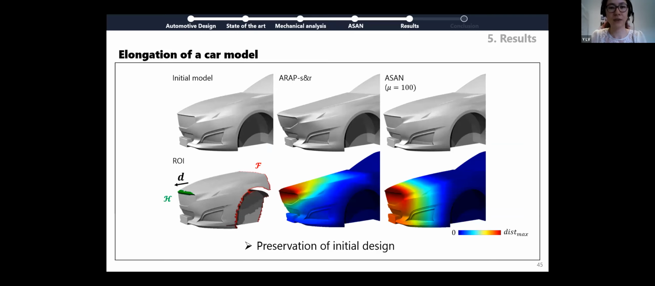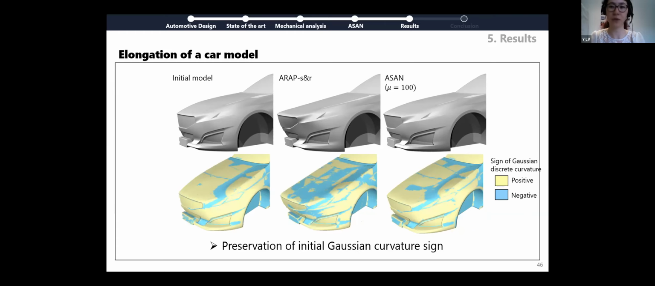Finally, on this example, on a real industrial model, we can see that when we elongate the hood, the initial shape is preserved. And to quantify this preservation, we computed the map of discrete Gaussian curvature sign. We see that the initial sign is well preserved with our Hasan method.